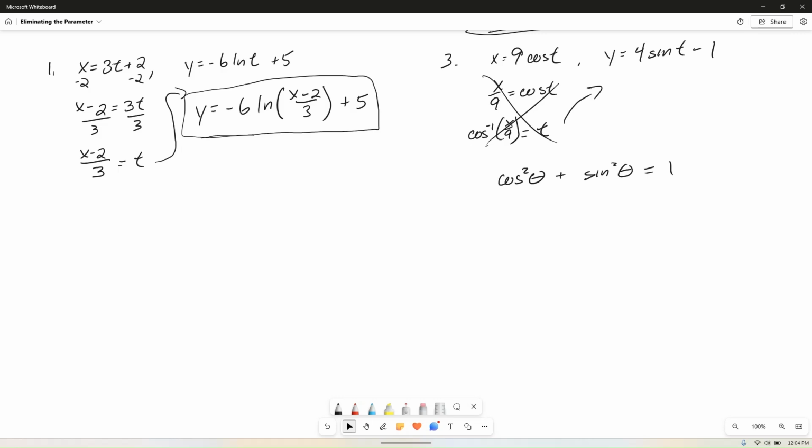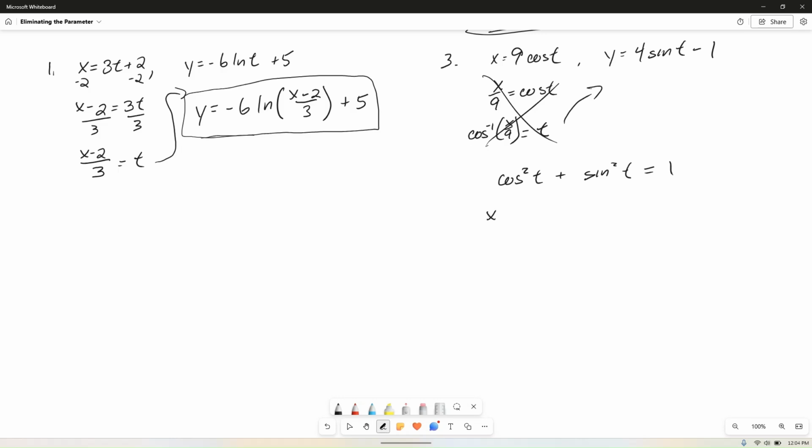Now, my parametric equations are involving t, right? So cosine of t, sine of t. And usually we write the Pythagorean identity in terms of theta, but it doesn't really matter. Theta is just a variable. We could use whatever letters we want. So instead of cosine squared theta plus sine squared theta, you could just think of it as cosine squared t plus sine squared t. So let's take our two equations, solve them for cosine and for sine, and then plug them into our problem.